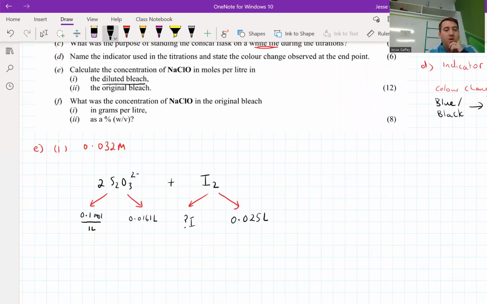Okay, well, we know our solution of thiosulfate is 0.1 mole per 1 liter, but we didn't use 1 liter, we used 0.0161 liters.